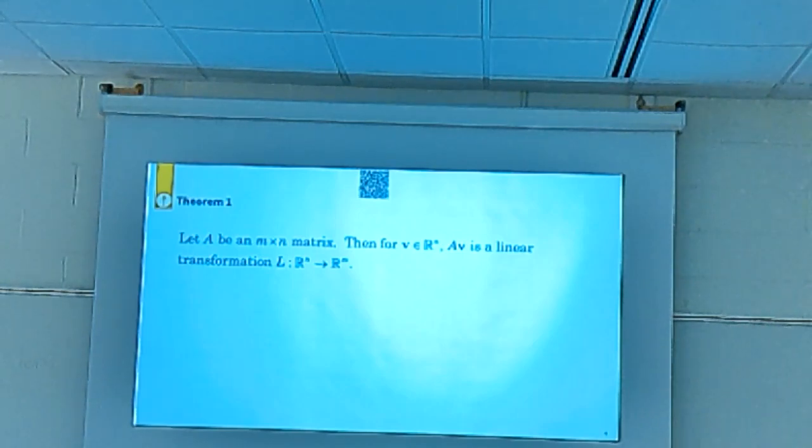Let A be an m by n matrix. For every vector v in Rn, A times v is a linear transformation from Rn into Rn.